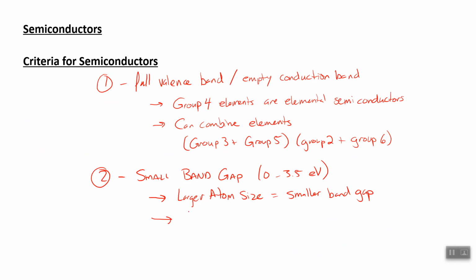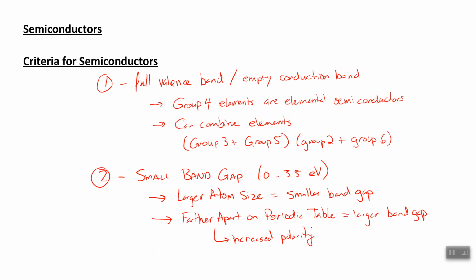And then also, the farther apart on the periodic table they are, this ends up being a larger band gap. And so basically what we're seeing here is the farther apart they are, this is resulting in increased polarity. And if you get too far apart, you end up with dipoles, you end up with covalent bonds, that kind of thing, and you end up with a larger band gap.